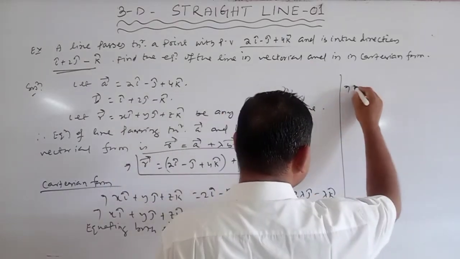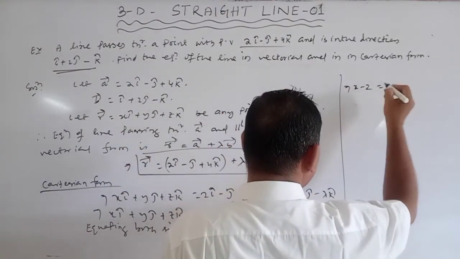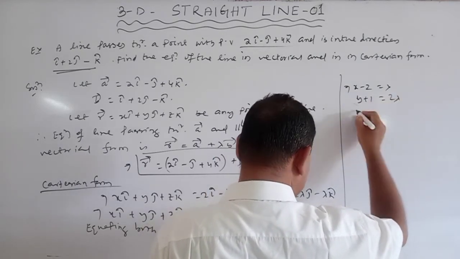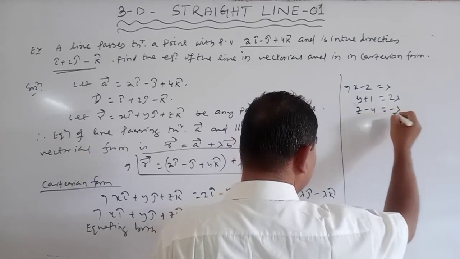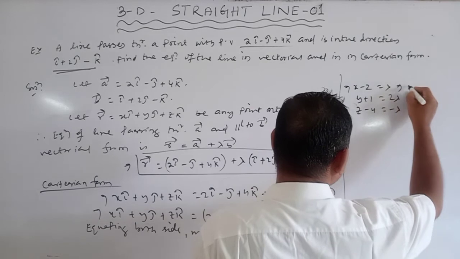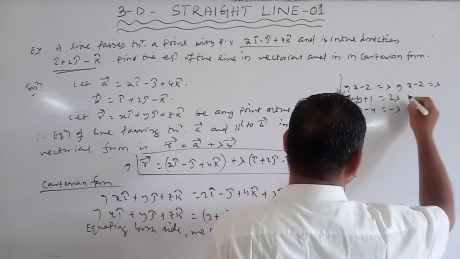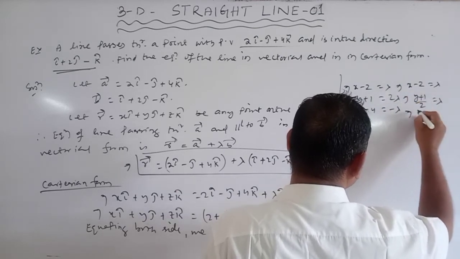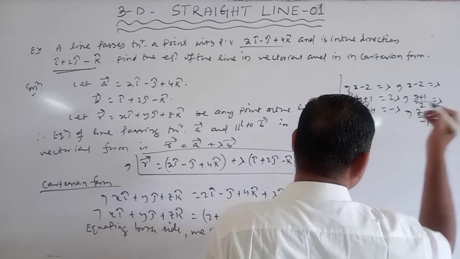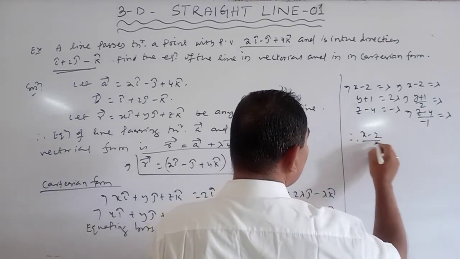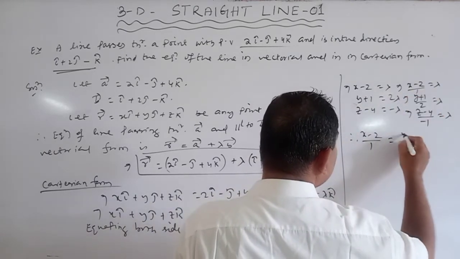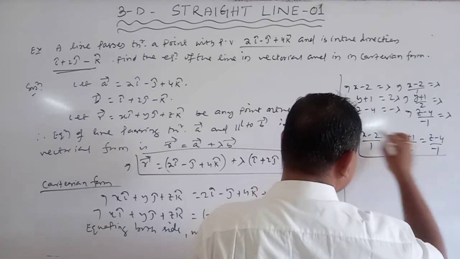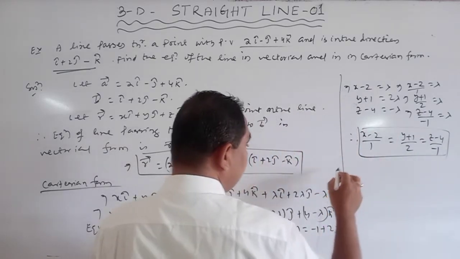So x minus 2 is equal to lambda. Next, y plus 1 is equal to 2 lambda. Next, z minus 4 is equal to minus lambda. So x minus 2 is equal to lambda, y plus 1 by 2 is equal to lambda, z minus 4 by minus 1 is equal to lambda. Therefore x minus 2 by 1 is equal to y plus 1 by 2 is equal to z minus 4 by minus 1, which is the equation of straight line in Cartesian form.